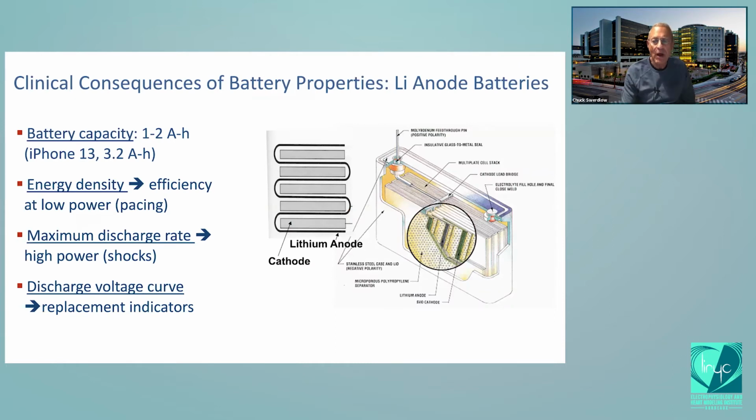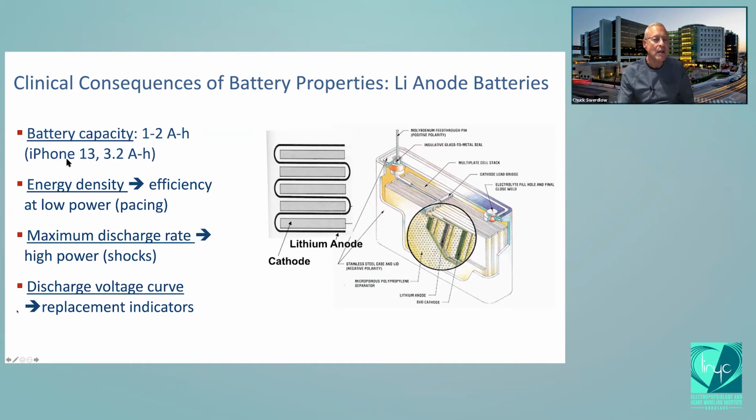Okay, so what about batteries? Honestly, I hated battery technology when I studied it, but I want to break down the things that are clinically relevant about battery design and battery components. So all batteries use lithium as the anode. The battery capacity of an implantable defibrillator is somewhere between 1 and 2 ampere hours, depending on the model and the company.